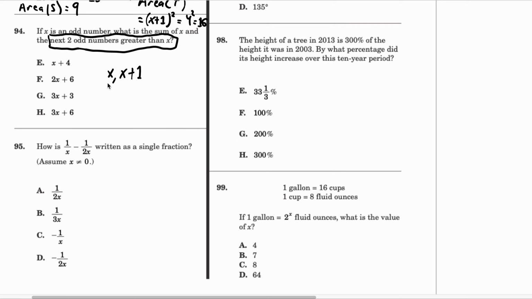So let's say that x, for example, is 1. Then x plus 1 would be 2, right? 2 is not going to be odd. It's actually even. And then we would have x plus 2. This is 3. So it looks like the first odd number greater than x is going to be x plus 2. And then x plus 3, that's going to be 4. And then x plus 4, that's 5. Right, so 5 is our next odd number.